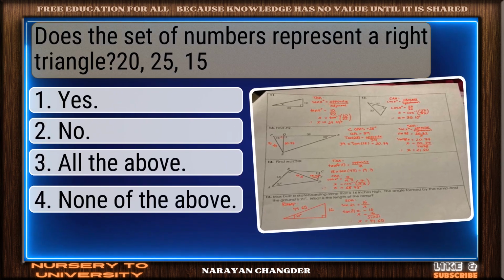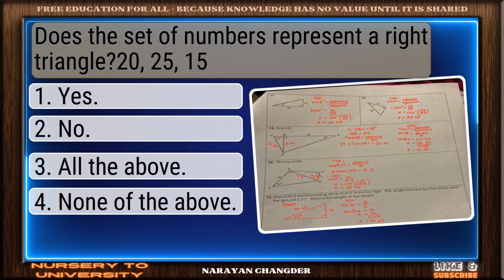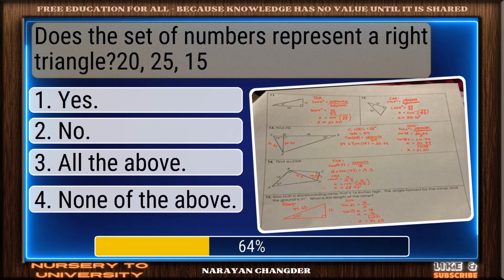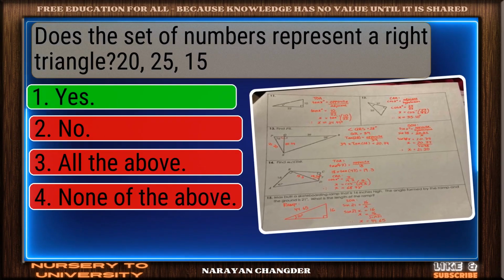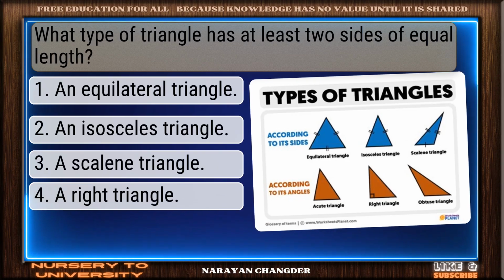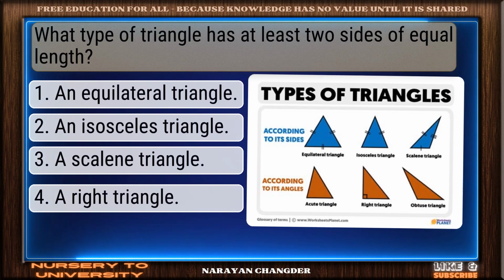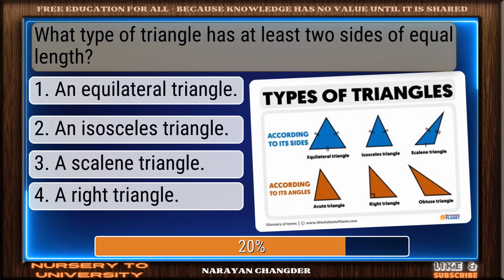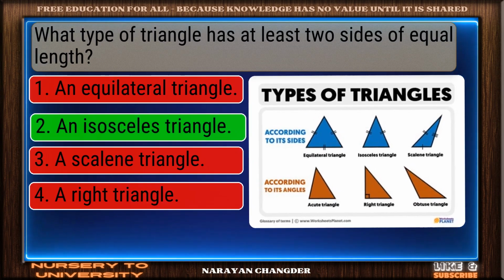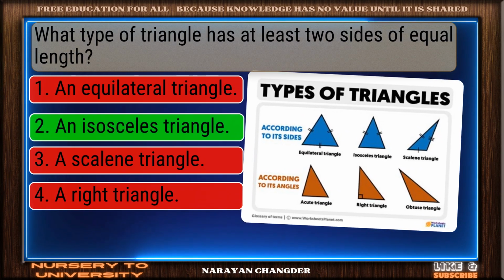Question number 27. Does the set of numbers represent a right triangle? 20, 25, 15. Well picked. Yes is the correct answer. Question number 28. What type of triangle has at least 2 sides of equal length? You chose an isosceles triangle, and it is correct.